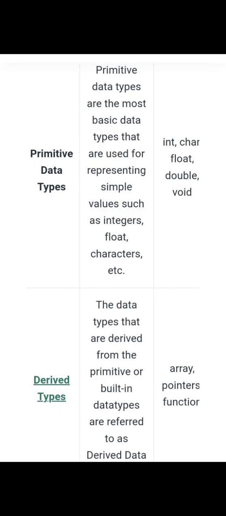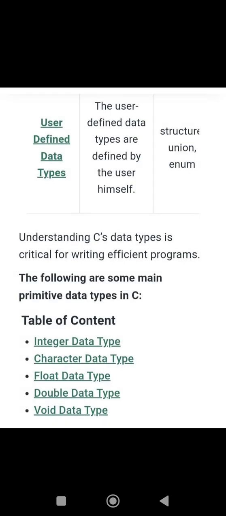We know that an array is a collection of data elements which have the same data type. Pointer and function are also derived data types. Next is user defined data types. The user defined data types are defined by the user. User defined data types include structure, union, and enum.